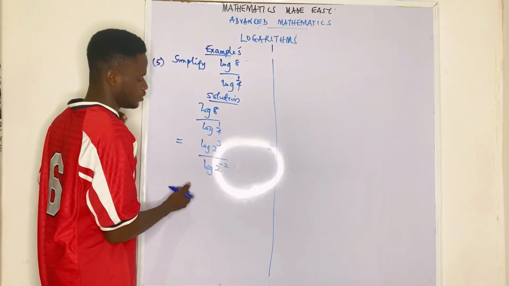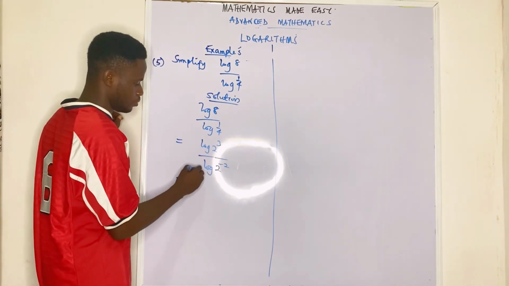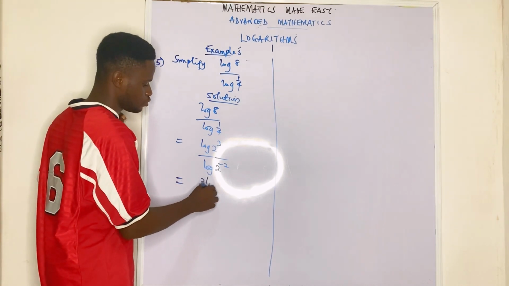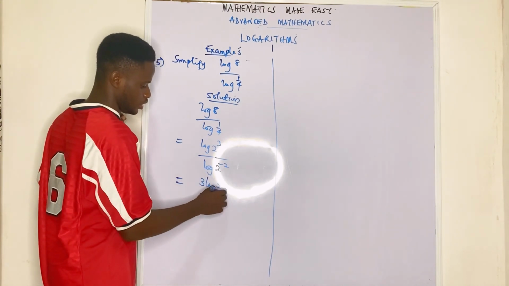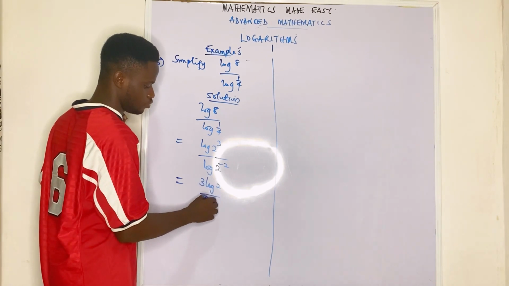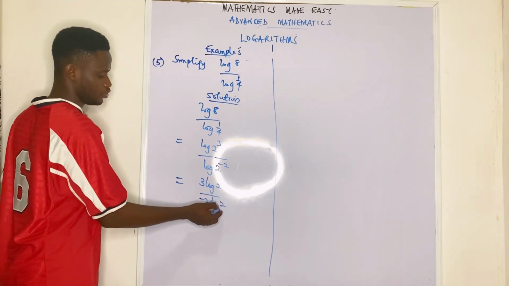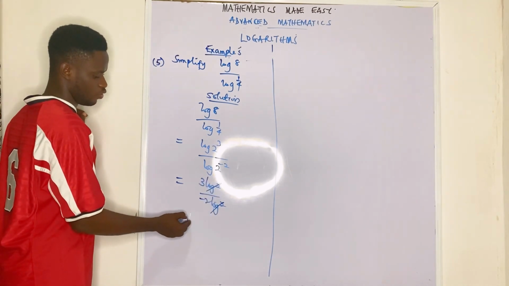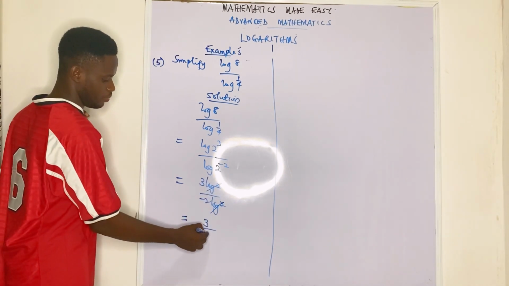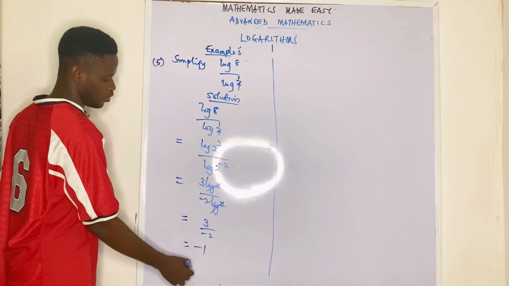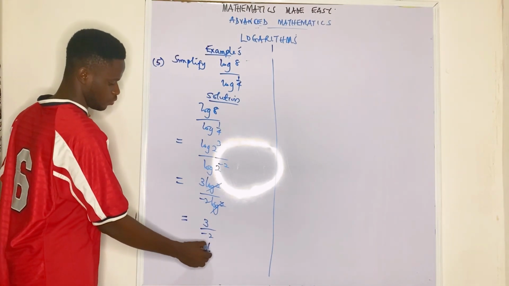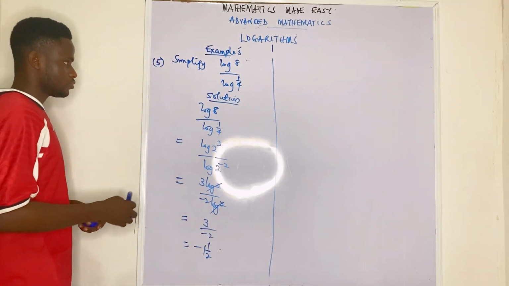So, apply that law, power will come to the back. So we're having 3 log 2 divided by minus 2 log 2. So what do you notice? Since this is division, log 2 can divide log 2. So what will be left there? 3 divided by minus 2. It should be minus 1 whole number. 2 in 3 is 1 and 1 over 2.